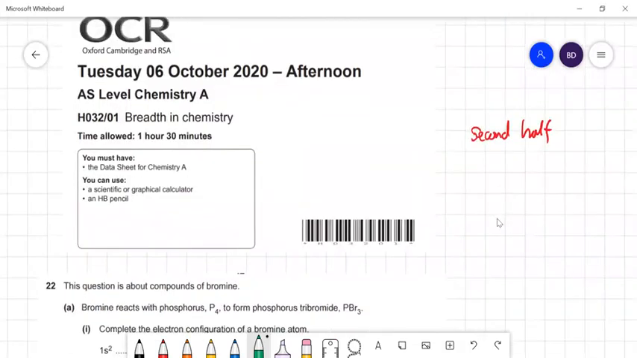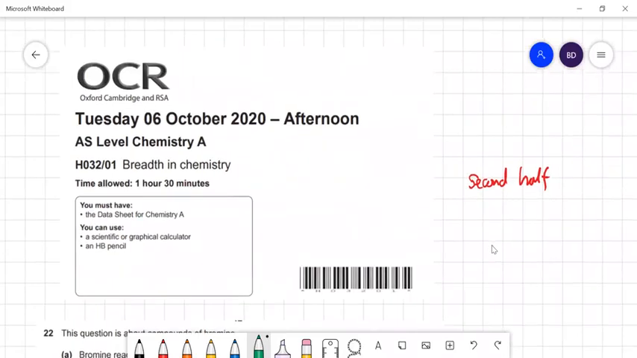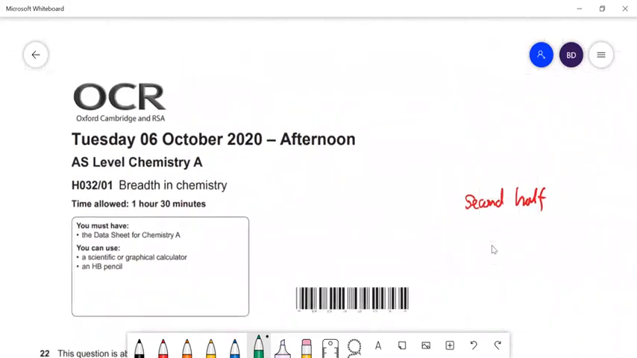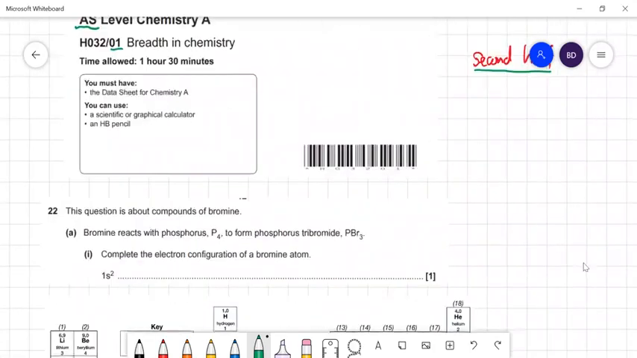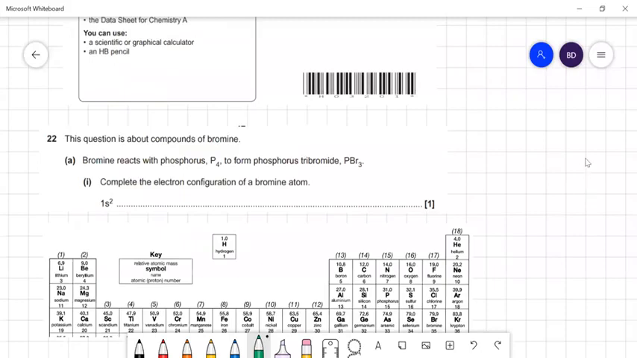Hi, in this video, I'm going to go through the OCR AS level chemistry paper. This is the 2020 paper, and this is the second half of AS paper one. I did the first half in an earlier video. Okay, so the first question is about bromine.